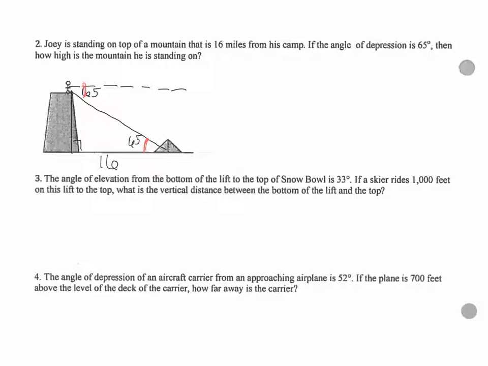Alright, so his angle of depression is 65 degrees, and how high is the mountain he's standing on? So I'm looking for x, which is right there. I can't use the Pythagorean theorem, can't use special right triangles, so I have to do SOHCAHTOA. So here's my reference angle, label OAH. Which trig function am I using? Tangent. So I'm going to say tangent of 65 degrees.